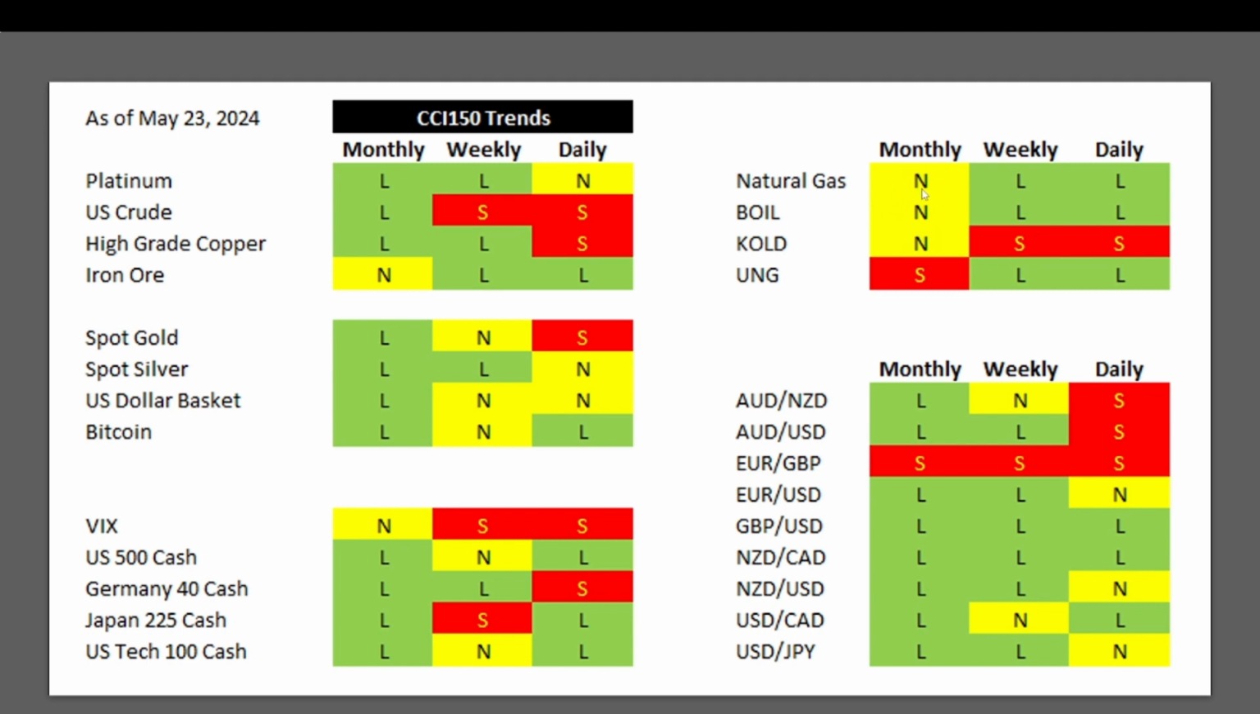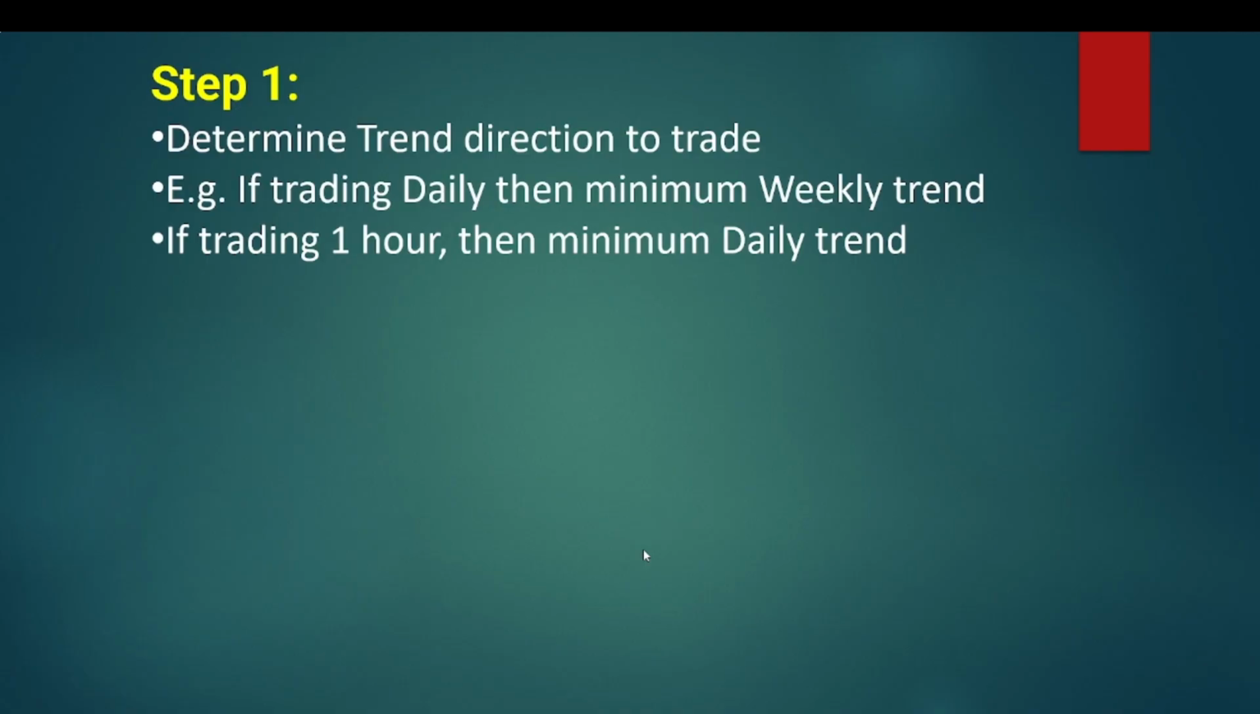You can see there predominantly it's neutral on the monthly, but on the weekly and daily it's predominantly bullish with the exception of KOLD, plus some of our other instruments we cover occasionally. Now we're going to go through each of these videos. We do cover some trading examples and how to enter a trade using the CCI 150.